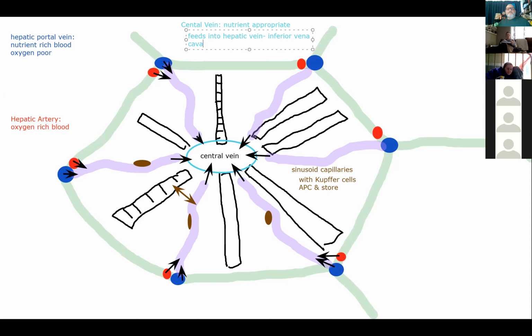There you go. So we're going to talk about the functions of the liver a little bit later, but here is the anatomy that allows it to do this work.